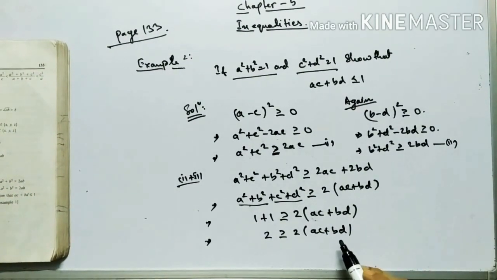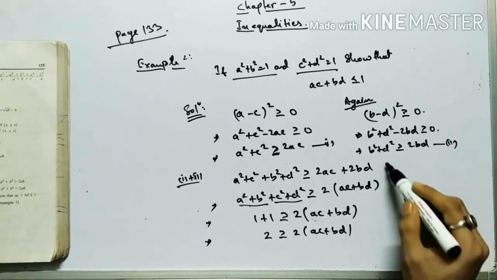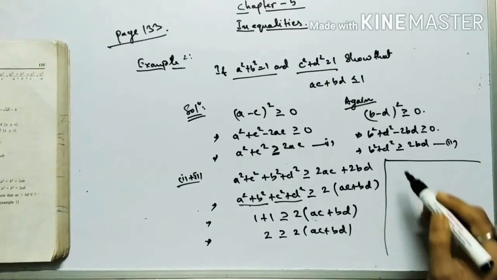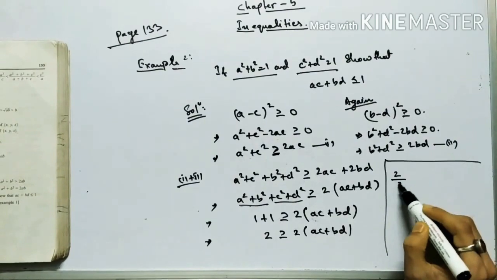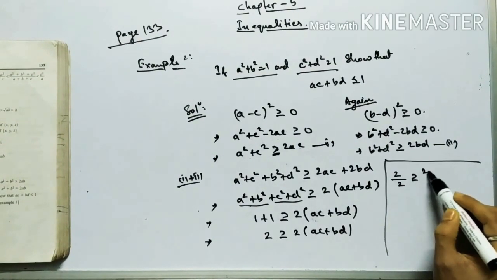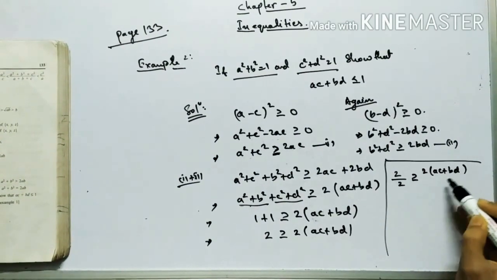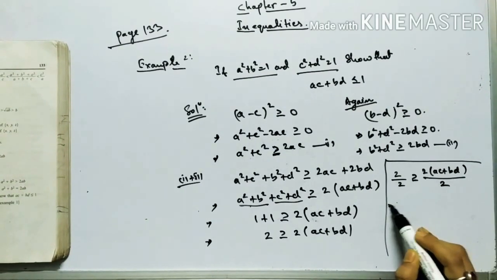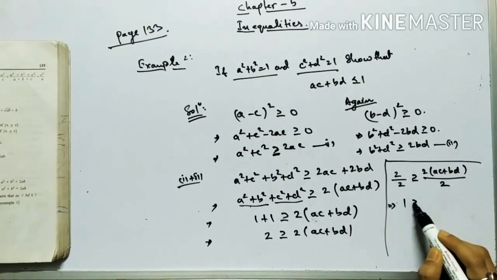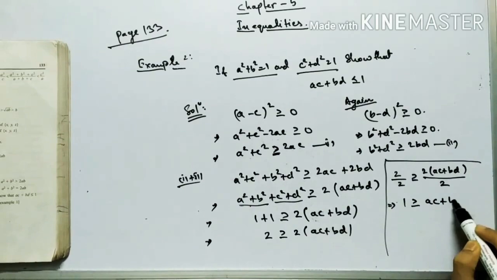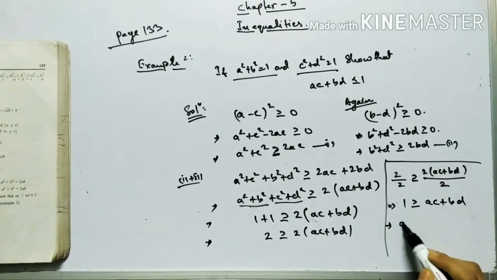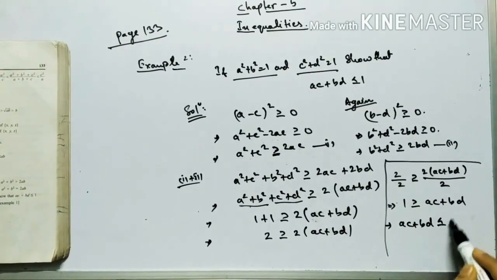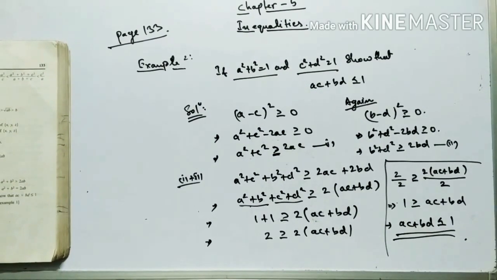So this becomes 2 greater than or equal to 2 times (AC plus BD). Now I will divide both sides by 2. Ultimately I get 1 greater than or equal to AC plus BD, and I can write this as AC plus BD less than or equal to 1. This is our proof.